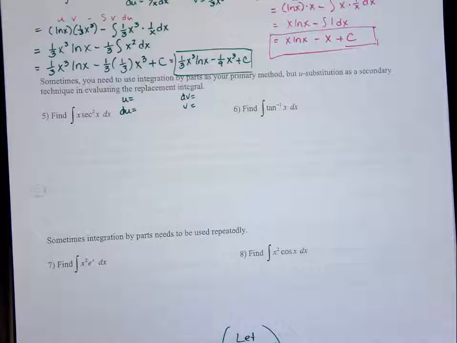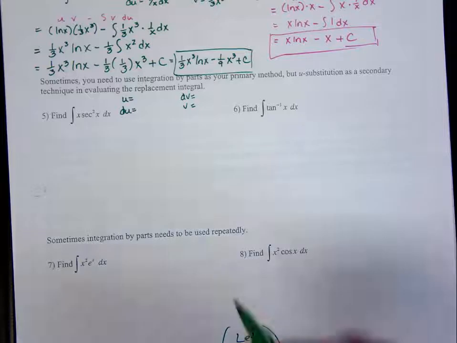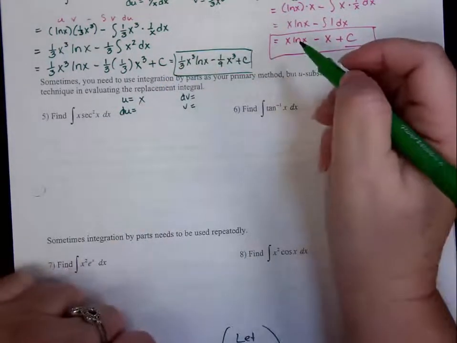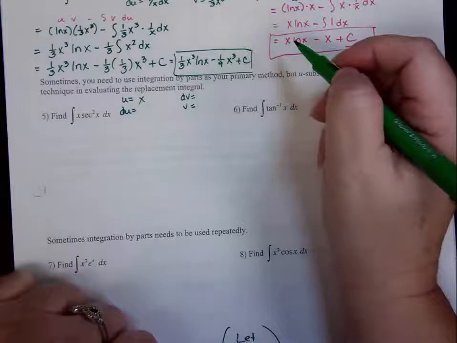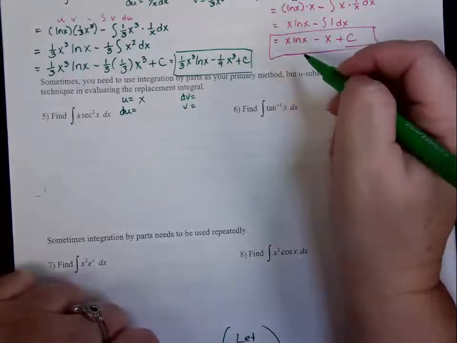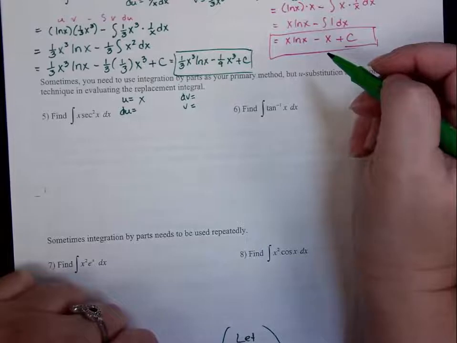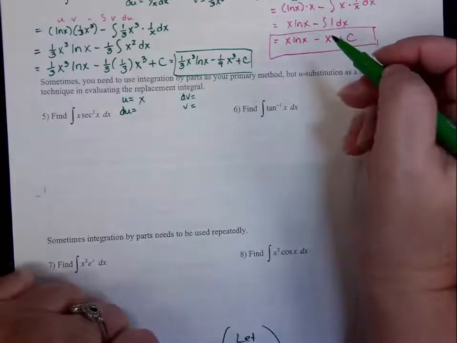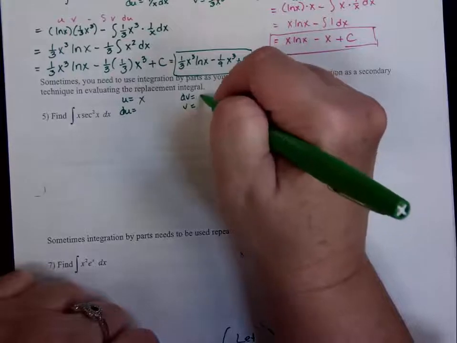Okay, let's go down the list. L-I-A-T-E. L is logs. Do you see logs in that problem? No. Inverse trig. Do you see inverse trig? No, I see regular trig. That's the T. Okay? So no L's, no I's. A is algebra. Do you see any X's in here? Yes. So that's your u. u is x. It's either a singular x or x to any power, like a polynomial. So that means dv is secant squared x dx.